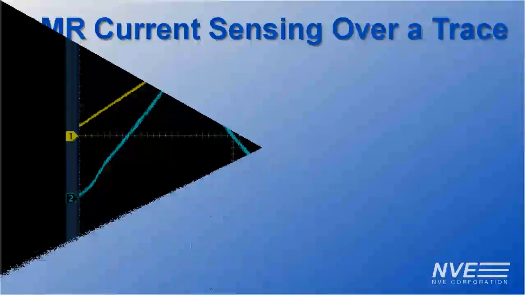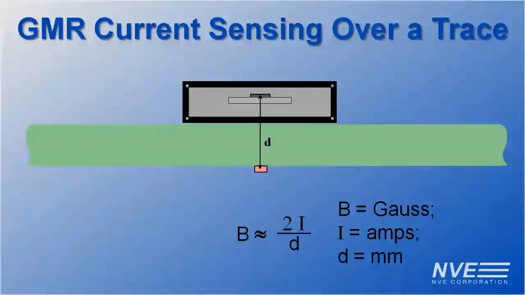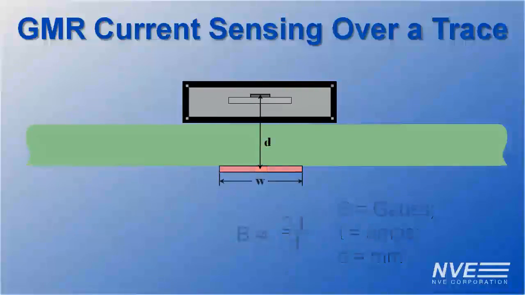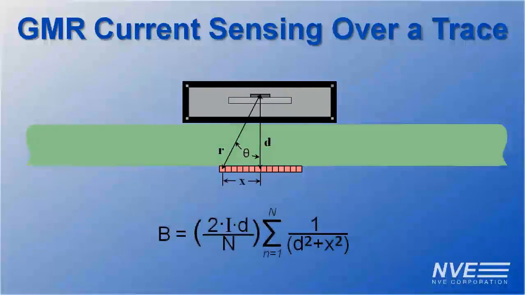Here's how the app works. For narrow traces, the field can be approximated by Ampere's law, but the approximation breaks down for wider traces, which are needed for higher current. So the app does finite element analysis, breaking the trace into an array of thin traces.